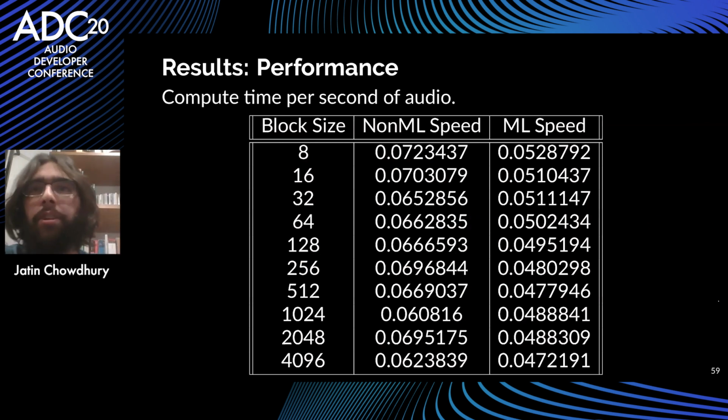Finally, I ran some benchmarks to see what improvement I got from using the neural network, if any. And I was happy to see that the neural network is actually a little bit faster than the traditional model. So here you can see how long it takes to process 1 second of audio for different block sizes. And at every block size, the machine learning version is a little bit faster. So that's nice to see.